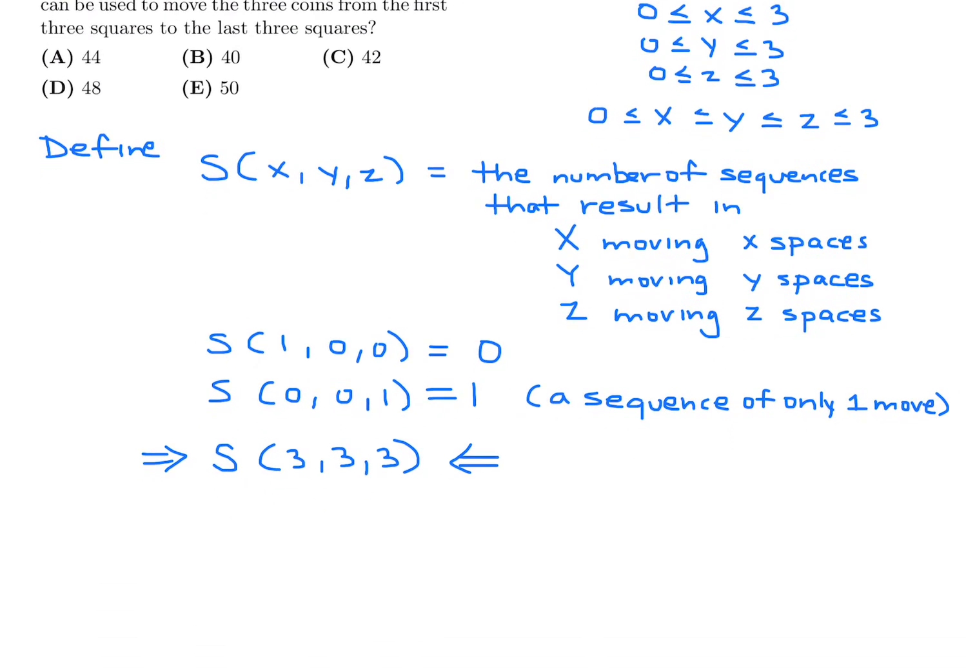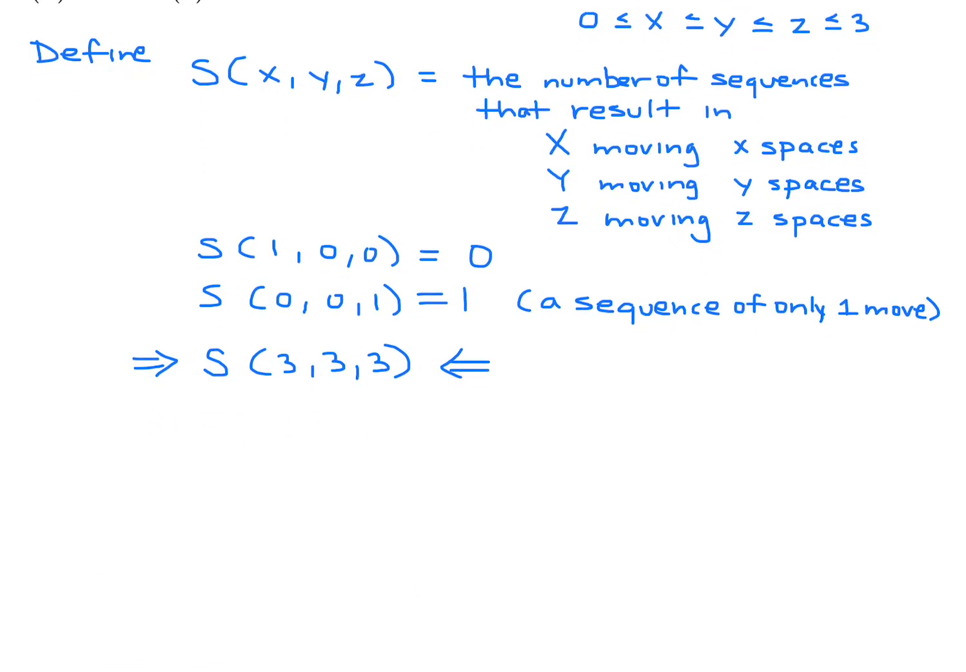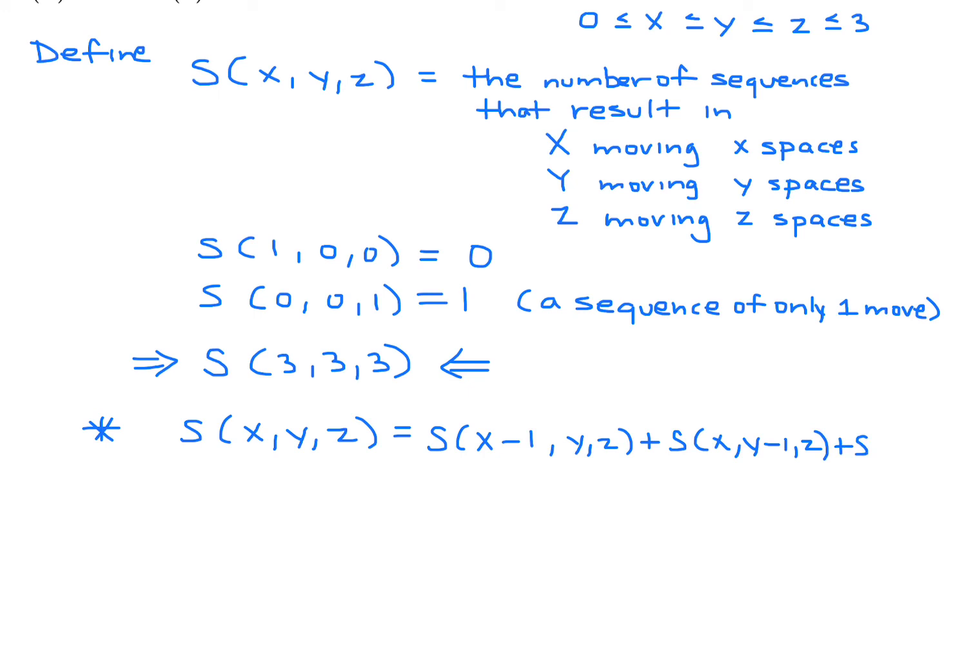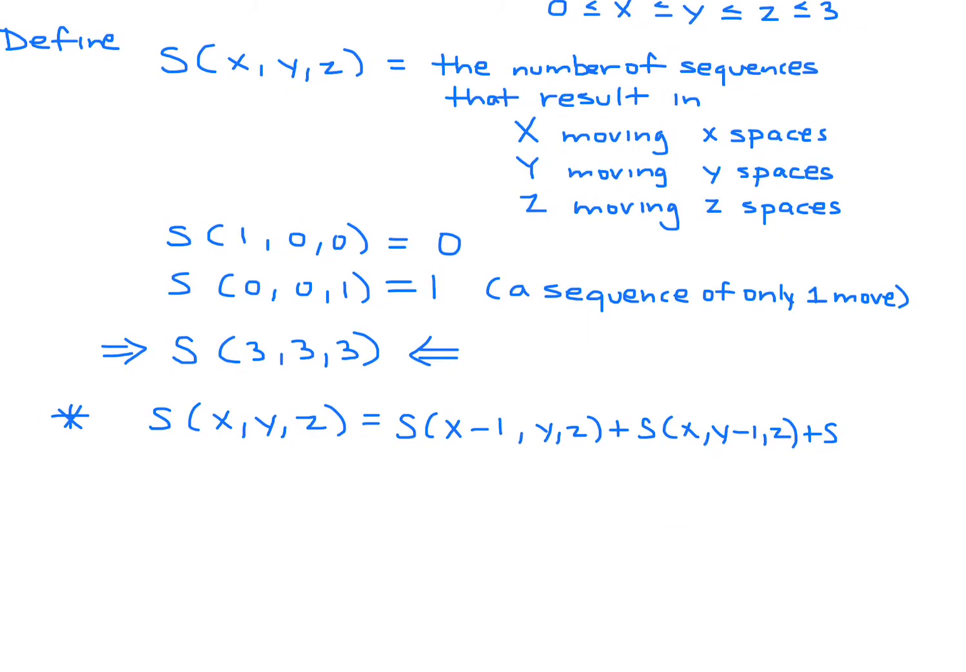All right, so now that that is established, after you analyze the scenarios, there's a very important and extremely time-saving recursive formula that you can establish. And that is that S of x, y, z is equal to S of x minus 1, y, z, plus S of x, y minus 1, z, plus S of x, y, z minus 1.